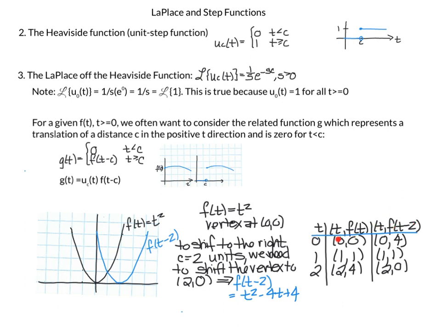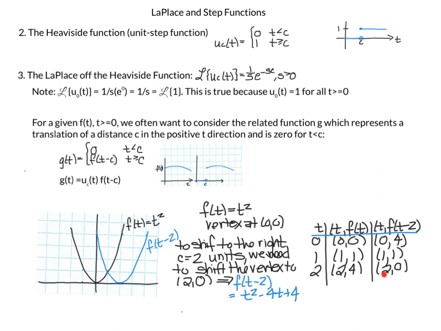At 0, we have 0, 0, and for f of t minus 2, we have 0, 4. For 1, we have 1, 1, and 1, 1, this intersection here. And for t equals 2, we have 2, 4, and 2, 0. So again, the idea is we want to focus, and this is again hand-wavy, on the vertex. We want to shift the vertex from 0, 0 to 2, 0.